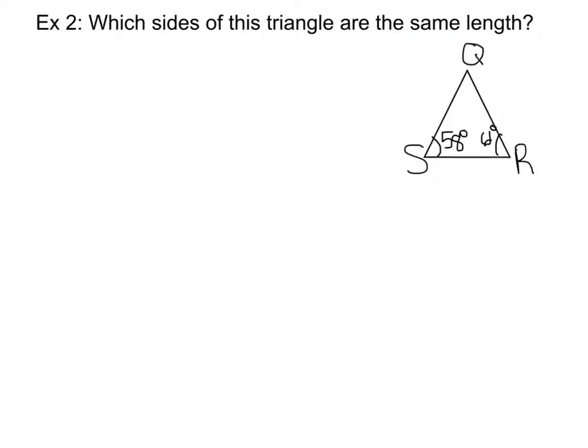In this example, we're asked to find which sides of this triangle are the same length. Remember, to find the third angle, we just add up the two angles we know and subtract from 180. Well, 58 plus 61 is 119. When I subtract that from 180, I get 61 degrees. So therefore, angle Q is 61 degrees.